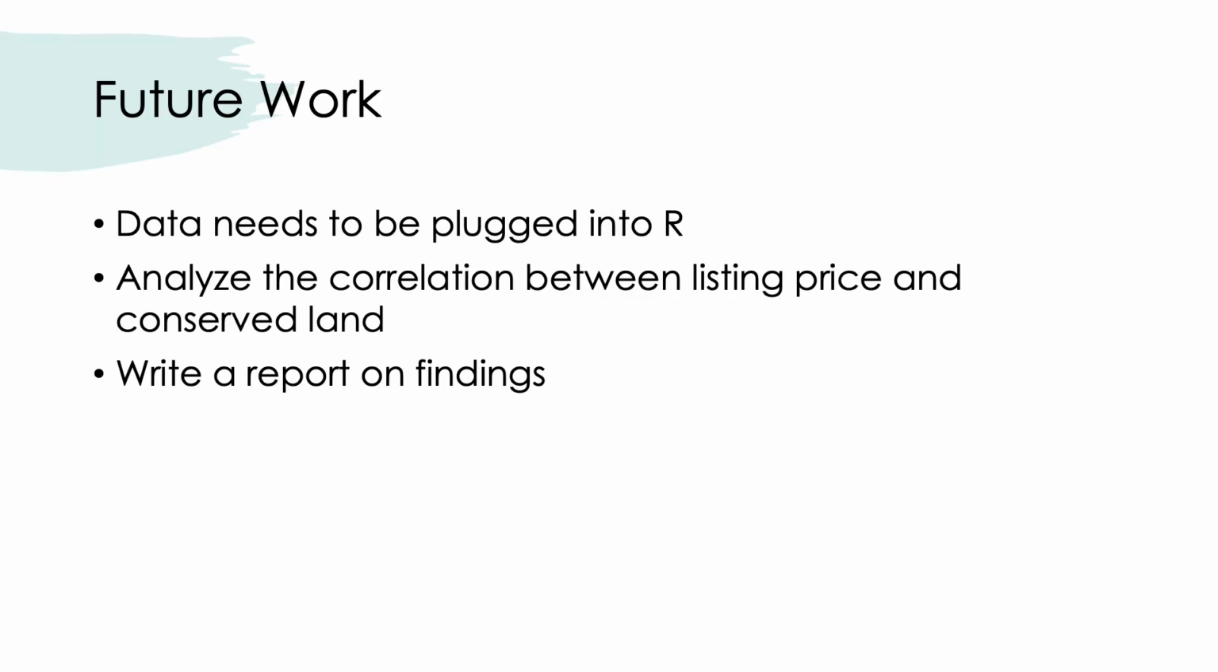So there is still future work that is needed for this project. The data that we have needs to be plugged into R so that we can run ANOVAs to test for significance. Additionally, we're going to test the correlation between listing price and the amount of conserved land. This will involve factors such as number of bathrooms, garages, etc., to help mitigate other associations with listing price. And we will also be writing a report on the findings.